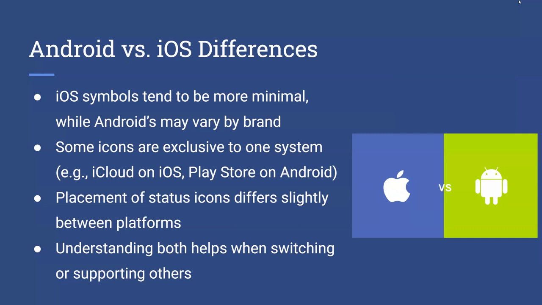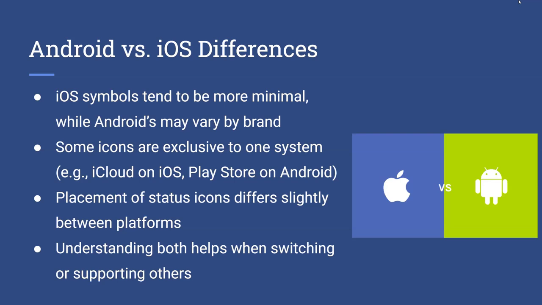Generally, they look somewhat similar, but Android phones have different skins or software layers. So that's why it's a bit harder to tell what an Android symbol is compared to an iPhone symbol. Some icons are also exclusive to one system. For example, iCloud on iOS is a symbol you're only going to see on iPhones, since only Apple devices have iCloud. Play Store is on any Android, but you don't have a Play Store on iOS. So there are some symbols that are exclusive to one platform.